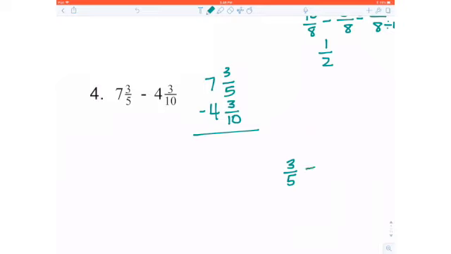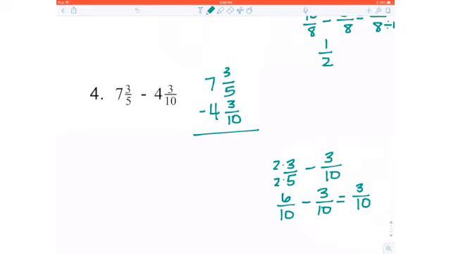3/5 minus 3/10. We always start with the fraction. Here we can make this 5 into a 10, so if we actually multiply this side by 2, we'll get the same denominator. So there's no need to multiply them by each other. So this gives us 6/10, and we bring down that 3/10. 6/10 minus 3/10 is 6 minus 3, so 3/10.